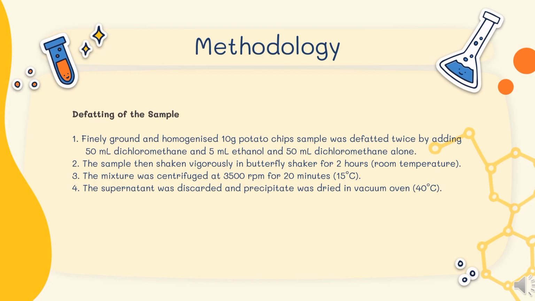For the defatting of the sample, a finely ground and homogeneous 10-gram potato chip sample was defatted twice by adding 50 ml dichloromethane and 5 ml ethanol, and 50 ml dichloromethane alone. The sample was then shaken vigorously for 2 hours at room temperature. The mixture was then centrifuged at 3000 and 1500 rpm for 20 minutes at 15 degrees Celsius, and the supernatant was discarded and the precipitate was dried in the vacuum oven at 50 degrees Celsius.